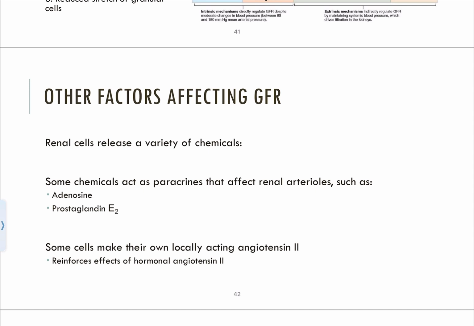We do have other factors that can affect the glomerular filtration rate. So our renal cells can release a variety of chemicals, some of which can act as paracrines, which are just locally acting signaling molecules that affect our renal arterioles. So things like adenosine or prostaglandin E2.